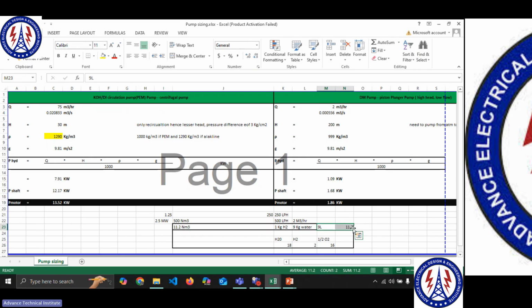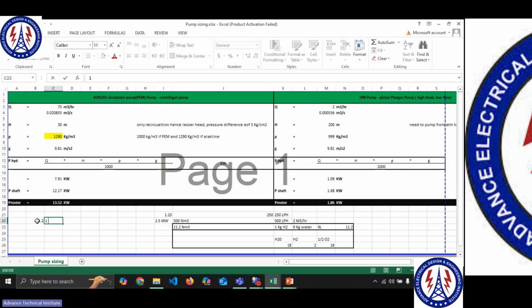This is theoretical, but my point is it will be 1 is to 11. Now you are saying 1 is to 1. So why is 8 liters of water not needed? This is a question from my side, because we are saying 11.2 Nm cube can be produced or is equivalent to 9 liters of water to create 1 kg of hydrogen. No. First, let's understand: 11.2 Nm cube of hydrogen, if you need to generate, how much is that?